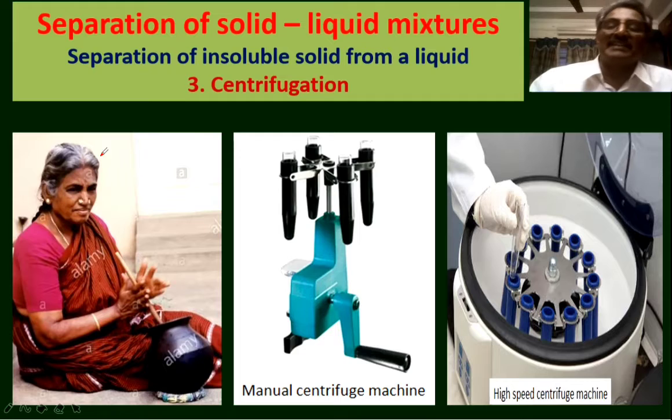When this wheel is rotated, the test tubes attached to this centrifuge rotate with high speed and the larger particles move to the bottoms of these test tubes and the liquid remains at the top. So after the fine particles are settled at the bottom, the liquid at the top can be removed. You might have seen this kind of centrifuge in a milk chilling center or in a milk collecting center.